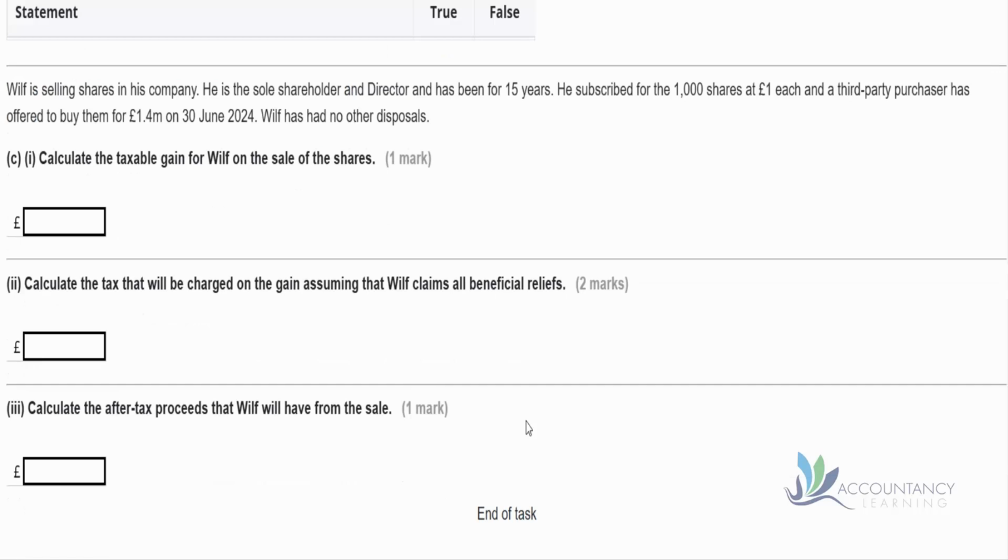Okay, let's move on to part C of the question now. Wilf is selling shares in his company. He is the sole shareholder and director and has been for 15 years. He subscribed for the 1,000 shares at £1 each, and a third-party purchaser has offered to buy them for 1.4 million on the 30th of June 2024. Wilf has no other disposals. So we need to calculate the taxable gain for Wilf on the sale of the shares.